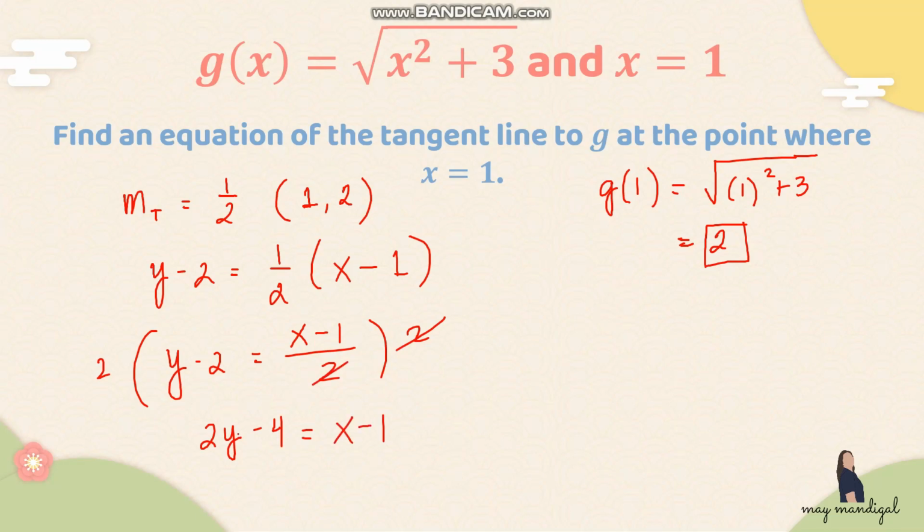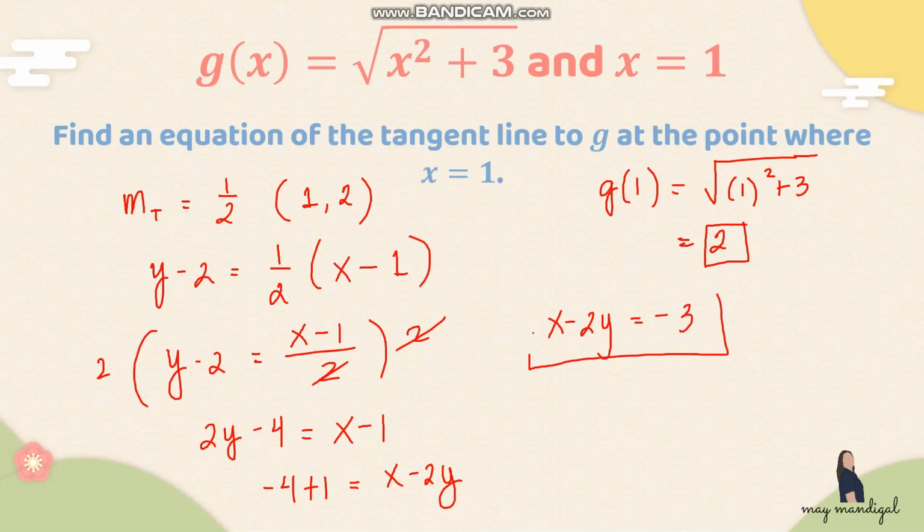Then all you have to do is to rearrange. So negative 4 plus 1 equals x minus 2y. Or if you simplify this, we have x minus 2y equals negative 3. And then that is already the equation of our tangent line.